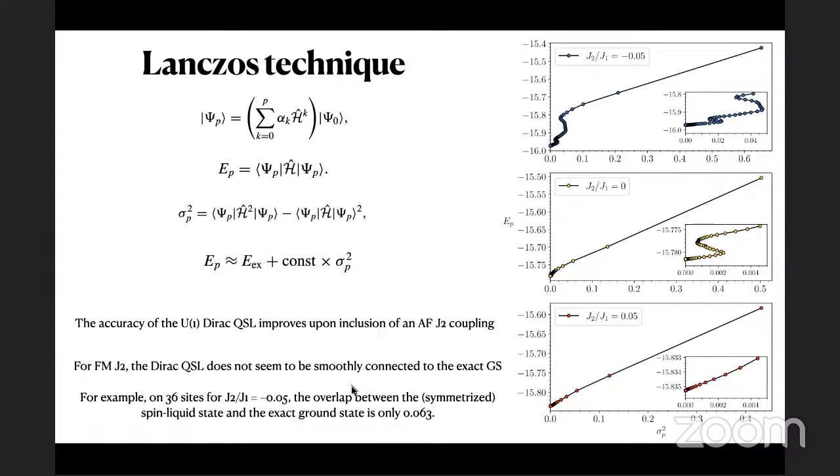And it's not smoothly connected. Indeed, as I said, the overlap between the Dirac state and the exact ground state is only 6%. It falls from 87% to 6% the moment you introduce a ferromagnetic J2.